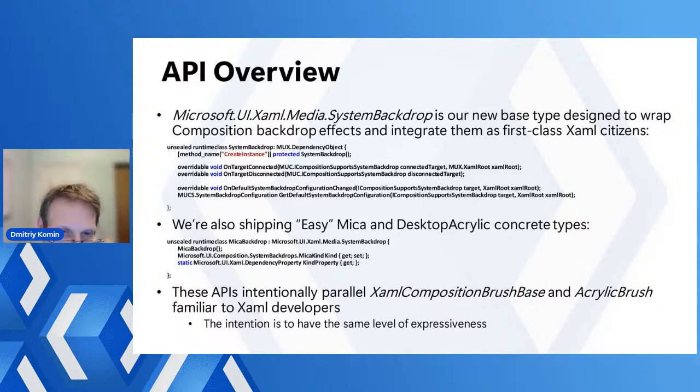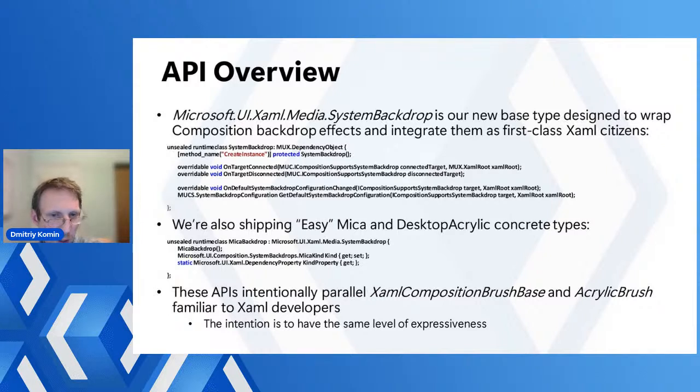And then for the materials themselves, we're shipping two materials: Mica and desktop acrylic. Desktop acrylic is essentially the host backdrop acrylic effect of acrylic brush. In WinApp SDK, we weren't able to support that in the acrylic brush itself at the element level of an application for technical reasons, but we are able to support it at the window background level. So it is now possible to have that punch sort of sample behind the app and mix it in with some other effects. Overall, an effect that was quite popular.